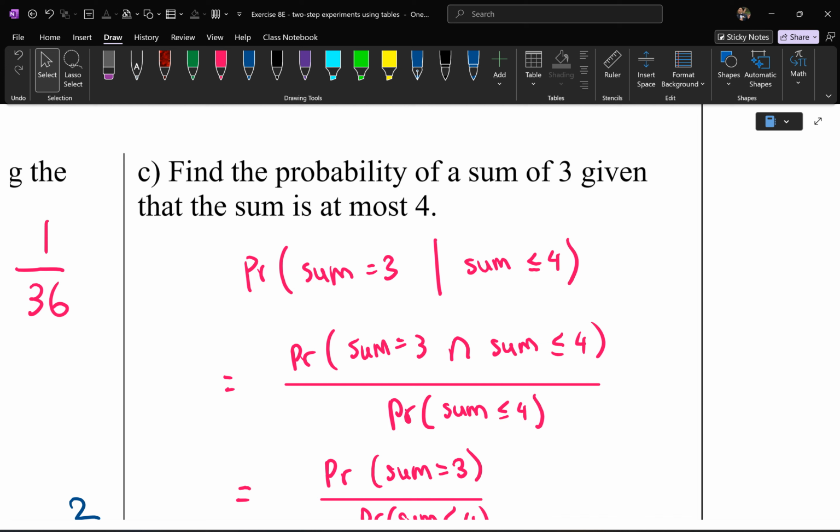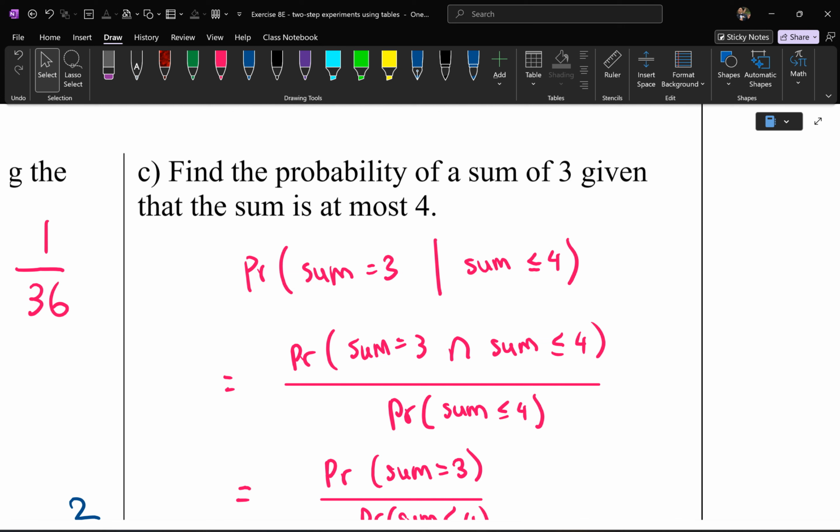The conditional probability essentially is saying, when do these two occur at the same time? So sum of 3, so out of the group that is less than or equal to 4, how many of those are actually equal to 3? So that's what you're saying here. Which one is less than or equal to 4 but is actually equal to 3? Where do they both occur? So what's the chance of that happening?